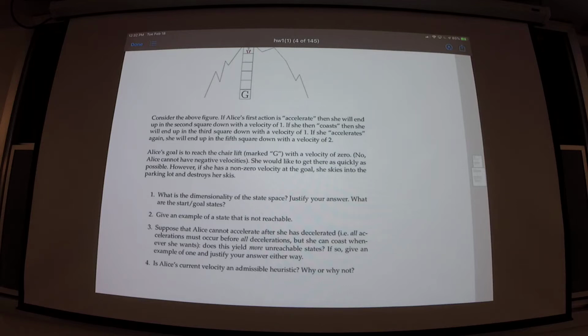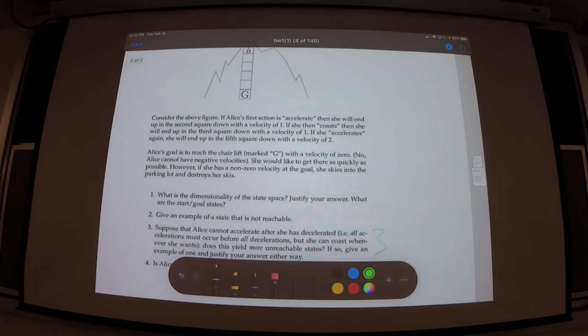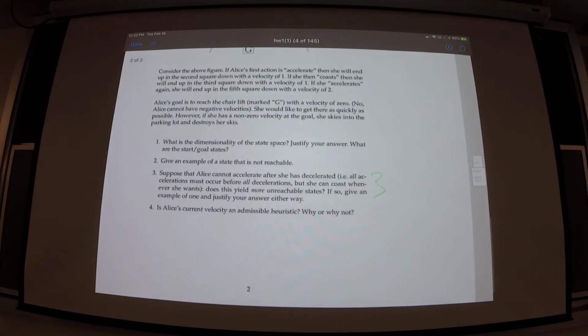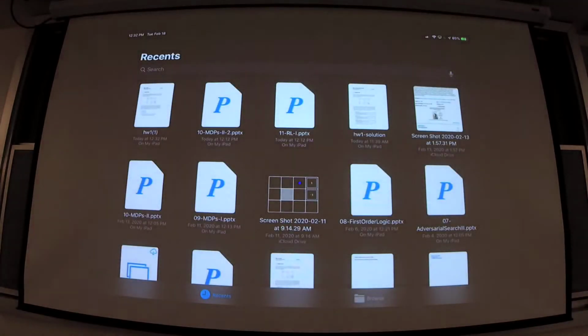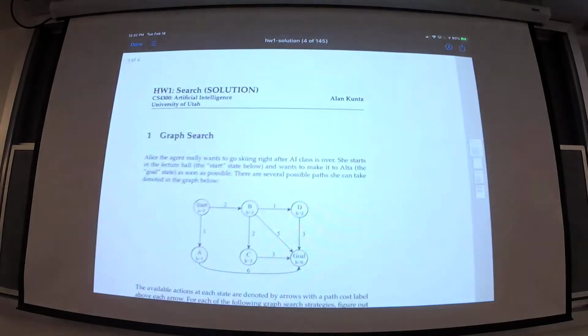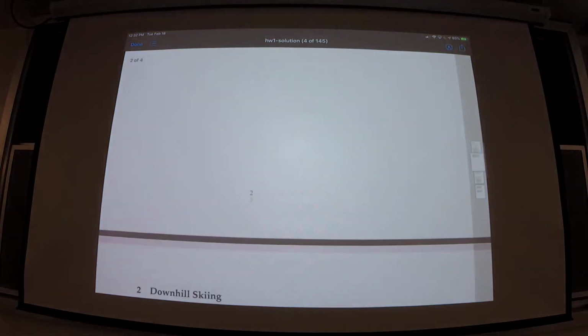Specifically, one of the things that I wanted to touch on is this here. If we restrict Alice's set of actions such that she can only accelerate, or she can only decelerate after she's finished accelerating, so you can't alternate between the two anymore, you do all of your accelerating and all of your decelerating, does that change the set of reachable states or the set of unreachable states by symmetry? So let's look at the very well drawn out solution key example. Thank you, Zach.